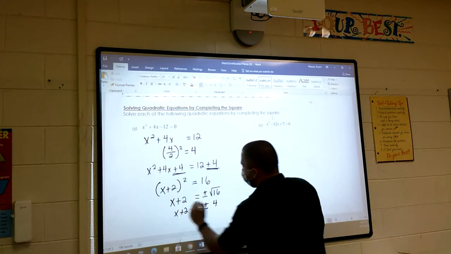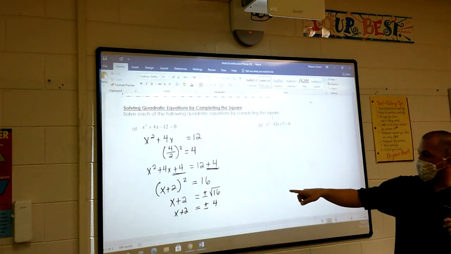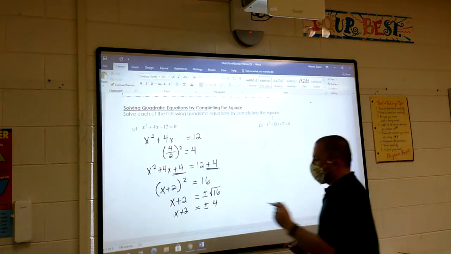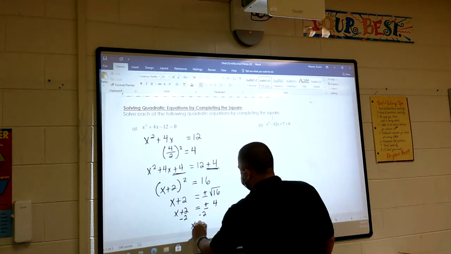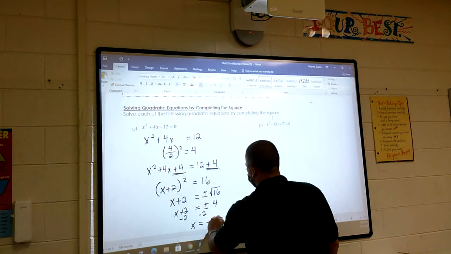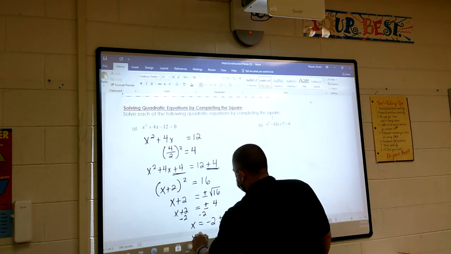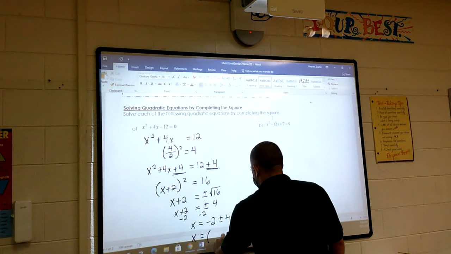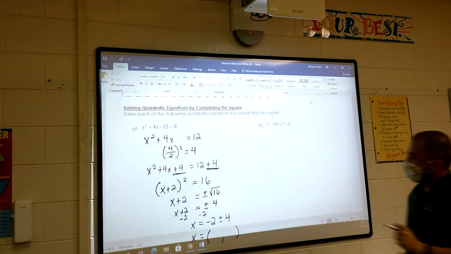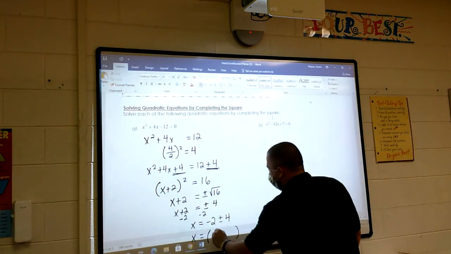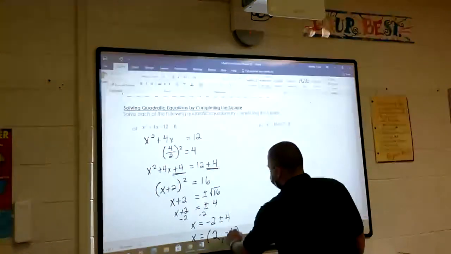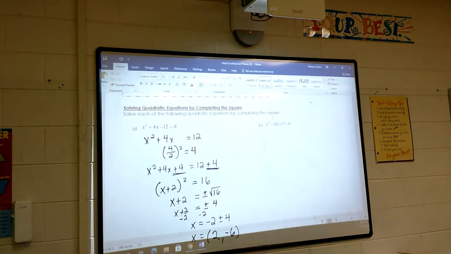And then the last thing you're going to do before you solve it is move the number over. When you move the number over, it goes in front. So you're putting a minus 2. So x equals negative 2 plus or minus 4. And then you want to actually solve that. So negative 2 plus 4 is positive 2. And negative 2 minus 4 is negative 6. So that's completing the square.